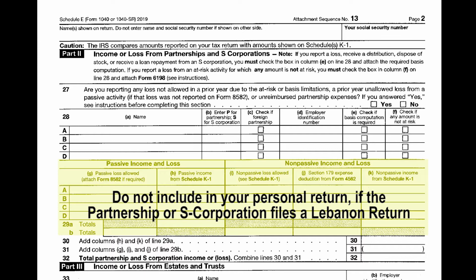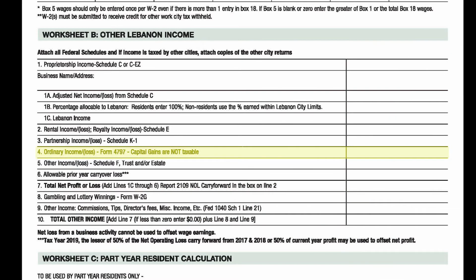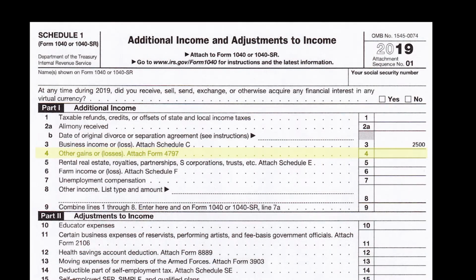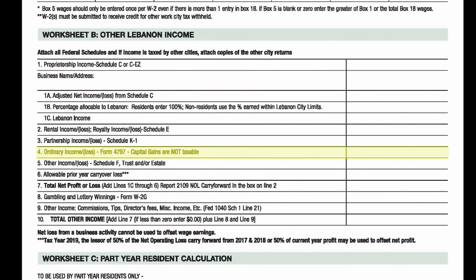Moving on to line 4 of Worksheet B, ordinary income or loss from Form 4797. This is a rare situation. If you have ordinary income from a 4797, it appears on line 4 of your Federal Schedule 1 and is entered on line 4 of the worksheet. Any other amounts from Form 4797 will show up on your Schedule D as capital gains or losses and are not taxable to the city.